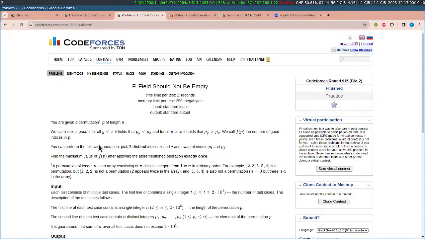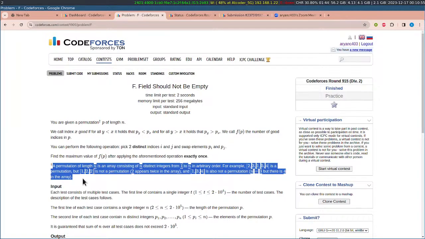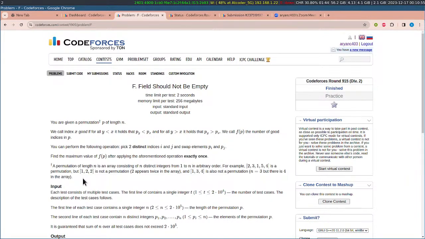And we perform the following operation. We pick two distinct indexes i and j and swap the elements pi and pj. And we have to find the maximum value of f of p after applying this operation exactly once. Some definition of permutation is also given. Any questions on this problem statement? I will try to show what a good index means.